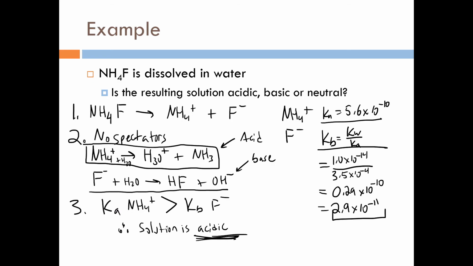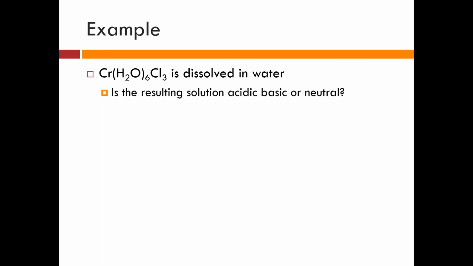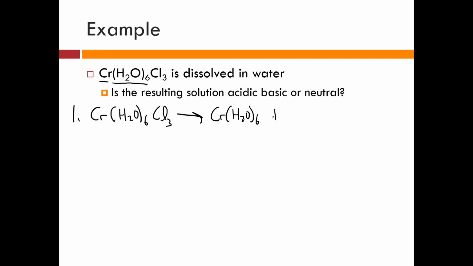All right, last example. Here we have hexaquachromium, I think. Yeah, it's a chromium ion with 6 water. So it's a hexaquachromium chloride. Is the resulting solution basic or neutral? All right. So this particular ion is not very common. This will dissolve into the following. You have your hexaquachromium, and then chloride.